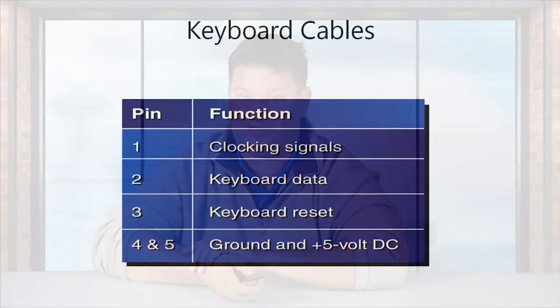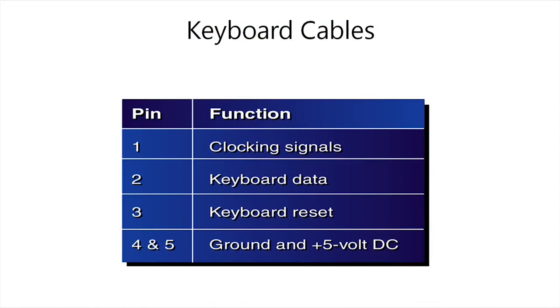Keyboard cables. Pin 1 is for clocking signals. Pin 2 is for keyboard data. Pin 3 is for a keyboard reset. 4 and 5 are ground and 5 volts DC. So that's your power. Pins 4 and 5 are power. And pin 1 is a clocking signal, then keyboard data, keyboard reset.